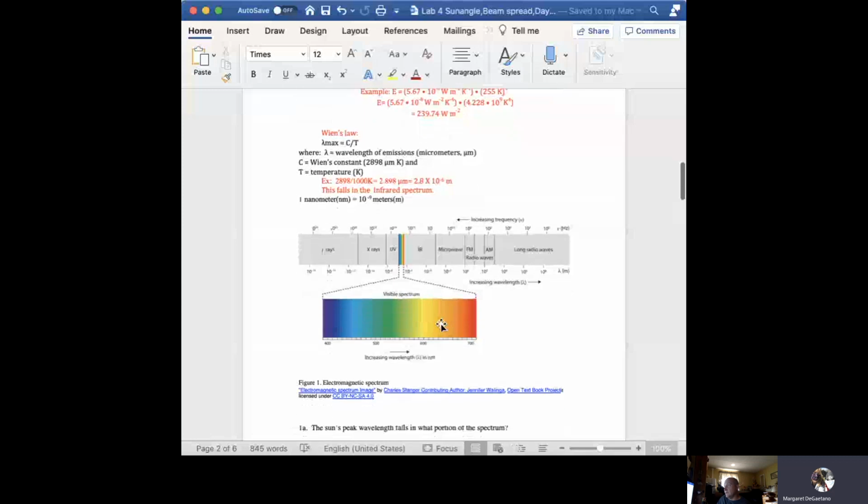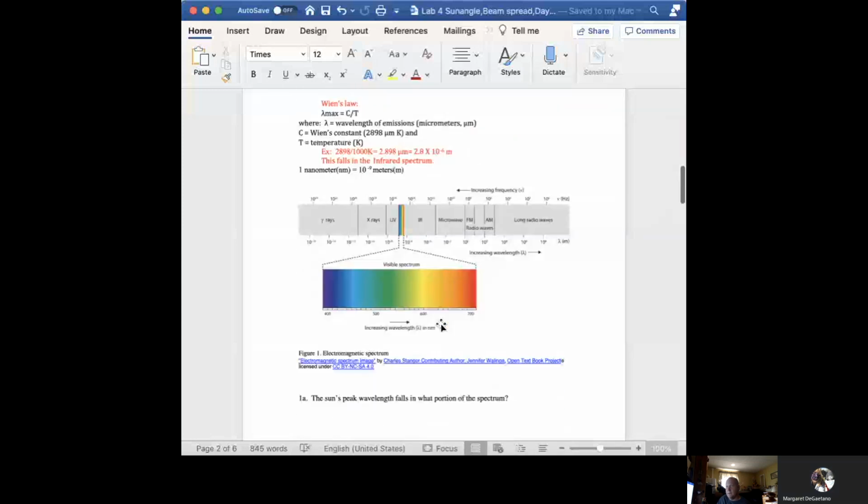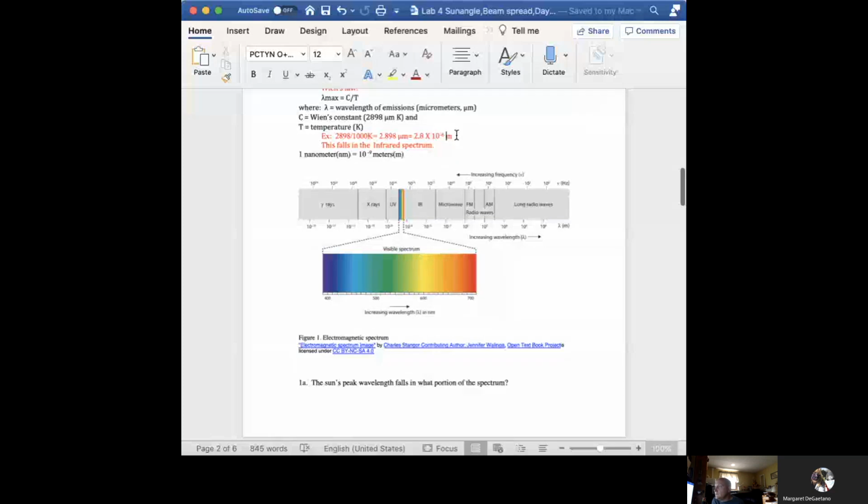Then that's going to tell us what our peak wavelength is, and which portion of the spectrum that wavelength falls in.